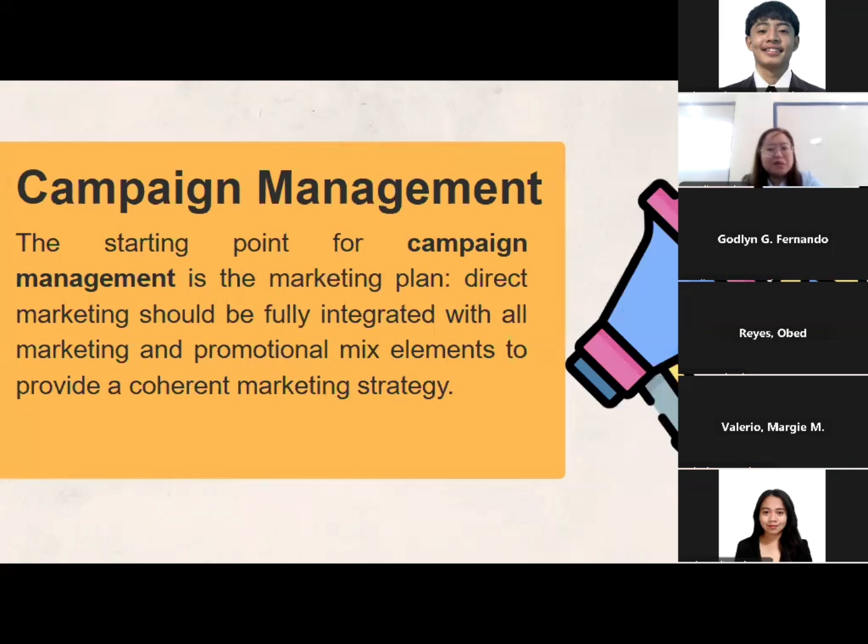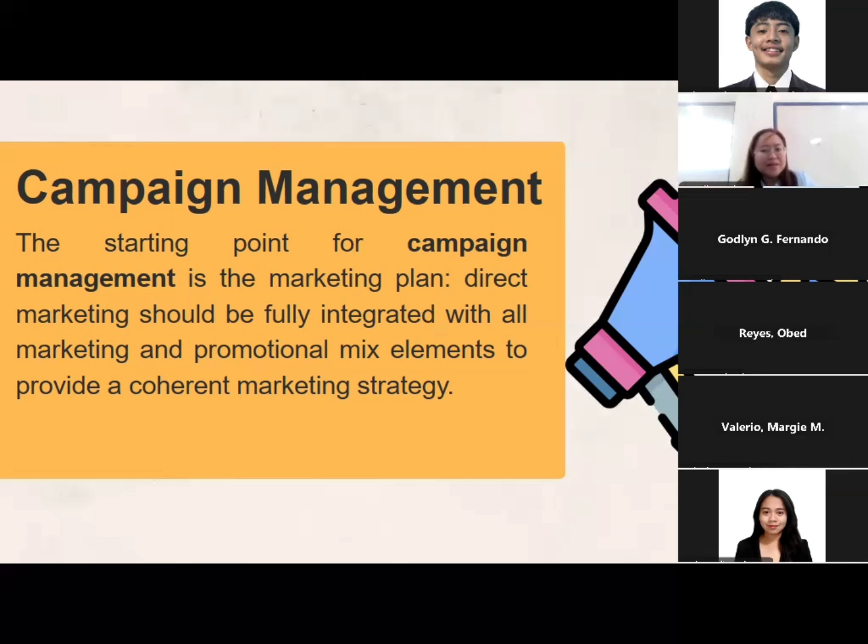Campaign management involves planning and executing marketing strategies to effectively reach and engage your target audience. So the key is to align direct marketing efforts with the overall marketing strategy and, of course, the overall marketing plan to create a unified strategy.